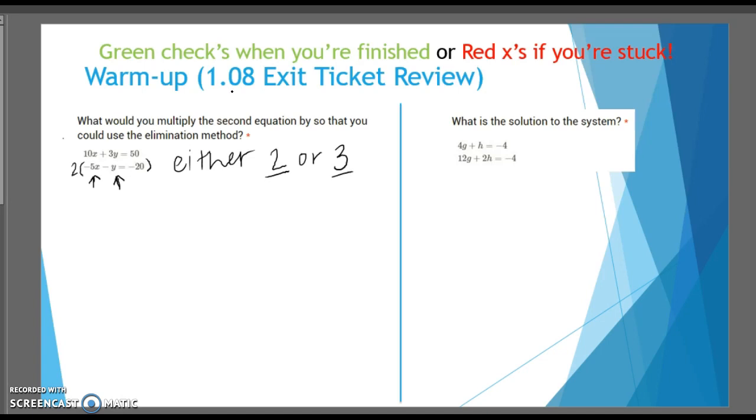And then this one says, what is the solution to this system? I want you to solve this one. So we have 4g plus h equals negative 4, 12g plus 2h equals negative 4. So I have 4 and 12, 1 and 2. I think what I'm going to do is multiply this top equation by negative 2, or you can multiply it by negative 3 to get rid of the g's, but I think I want to multiply by negative 2 to get rid of the h's. So I'm going to do that by multiplying every single thing by negative 2. So I have negative 8g minus 2h equals 8. And then this one stays the same.